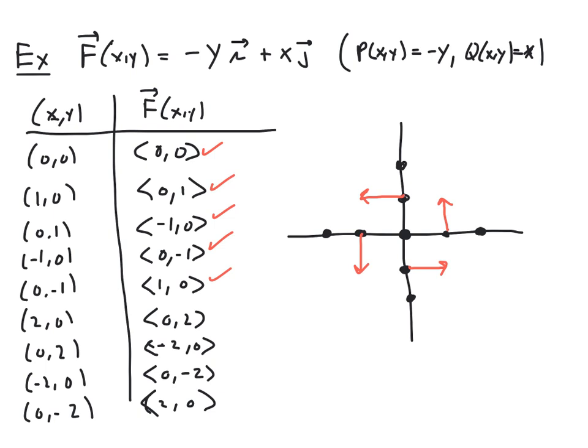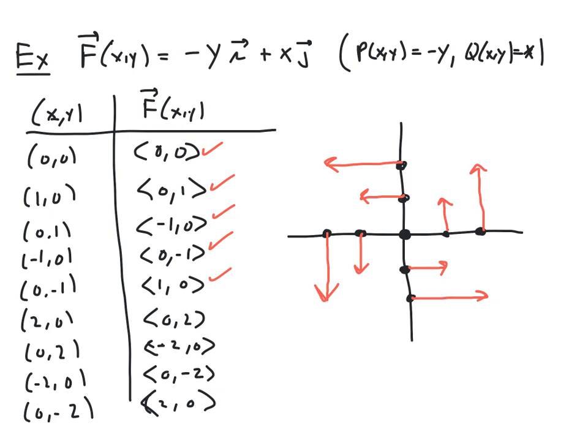And then we move out to the points 2 units away. So at the point 2, 0, we have the vector 0, 2, which points up 2 units. At the point 0, 2, we have the vector negative 2, 0, which points to the left 2. At the point negative 2, 0, we have the vector 0, negative 2, which points down 2. And at the point 0, negative 2, we have the vector 2, 0, which points to the right 2. And so we can see that at each point here, this graph is sort of pointing in the counterclockwise direction.